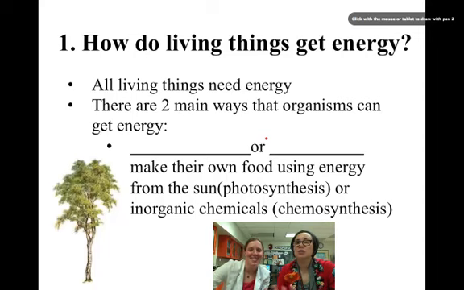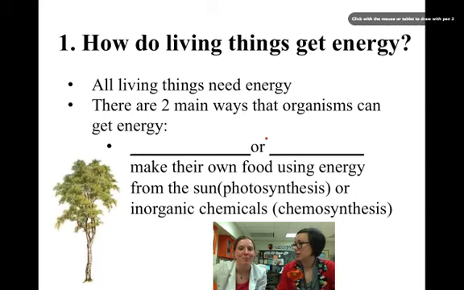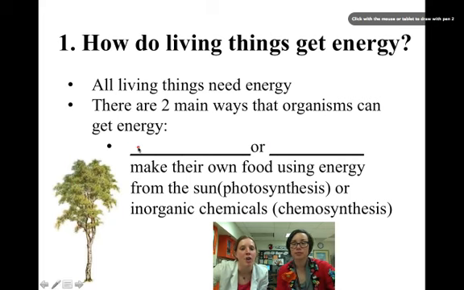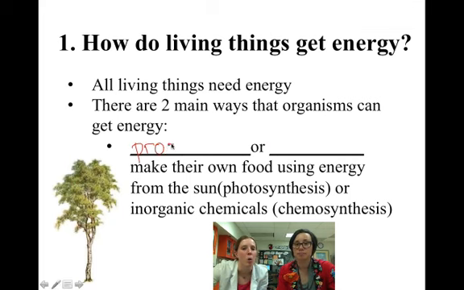So I guess the first thing that we have to do is actually talk about how living things get their energy, and I guess that would mean that there are 2 basic classifications. There are. So the first type of classification are our producers or autotrophs. So can you tell us a little bit about them?